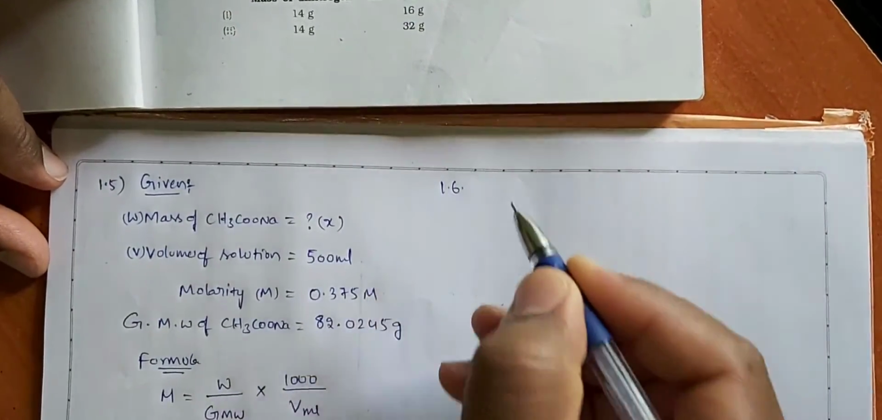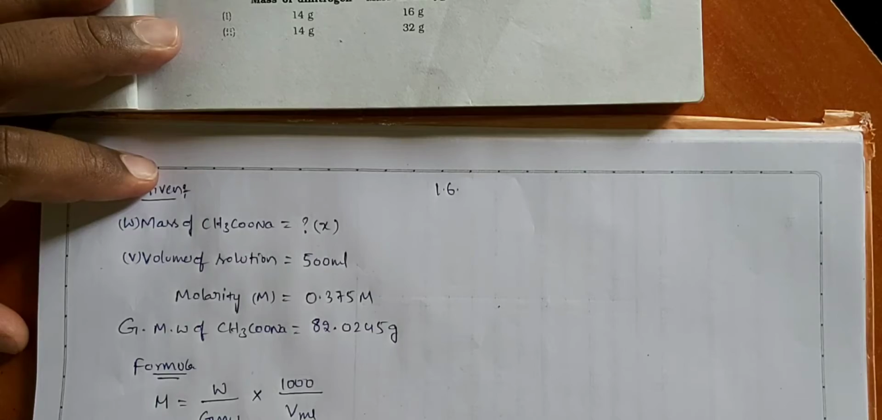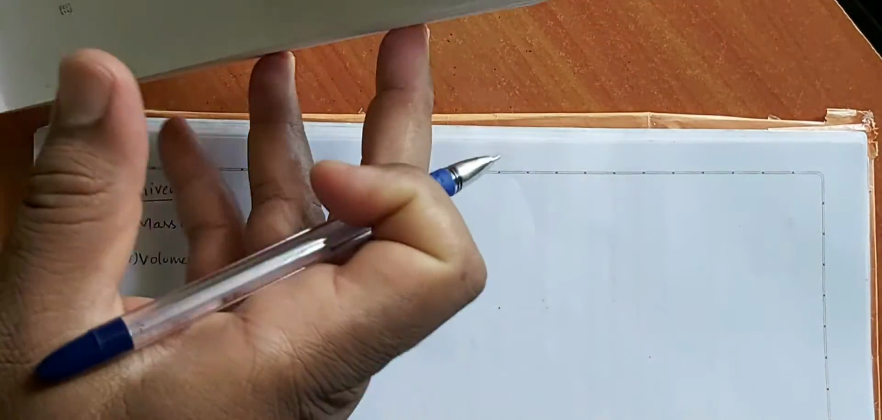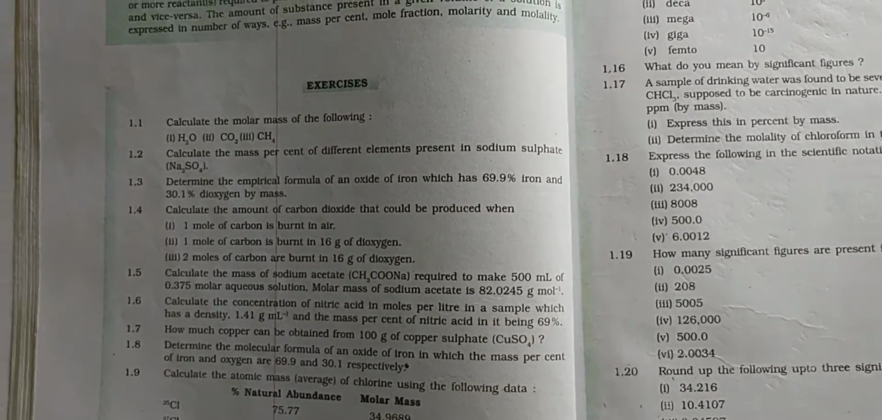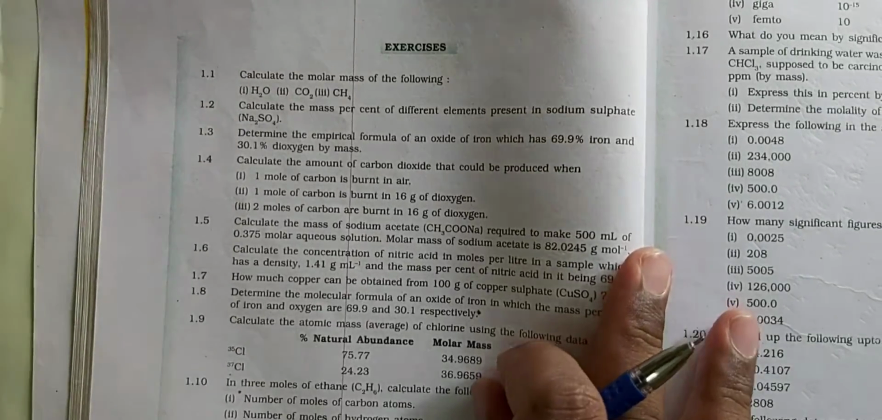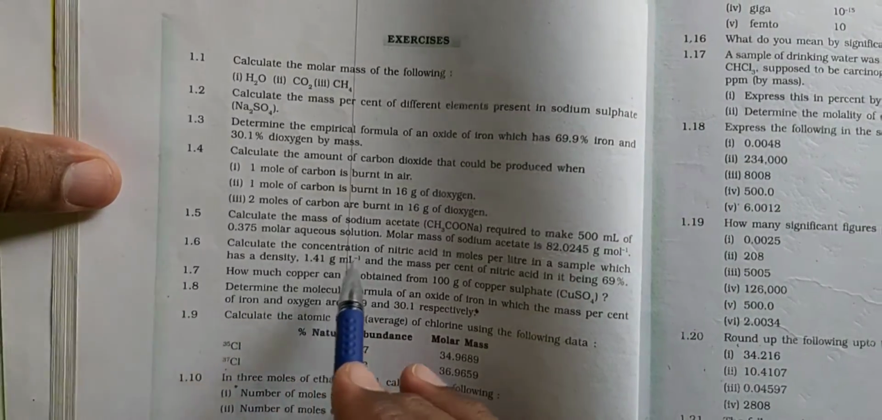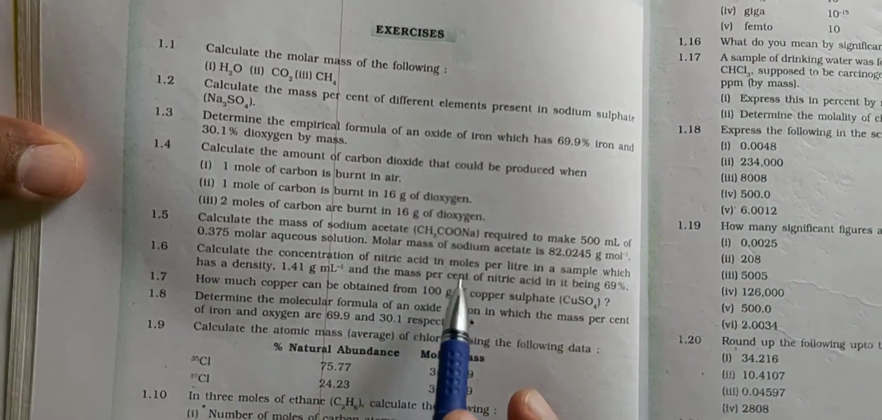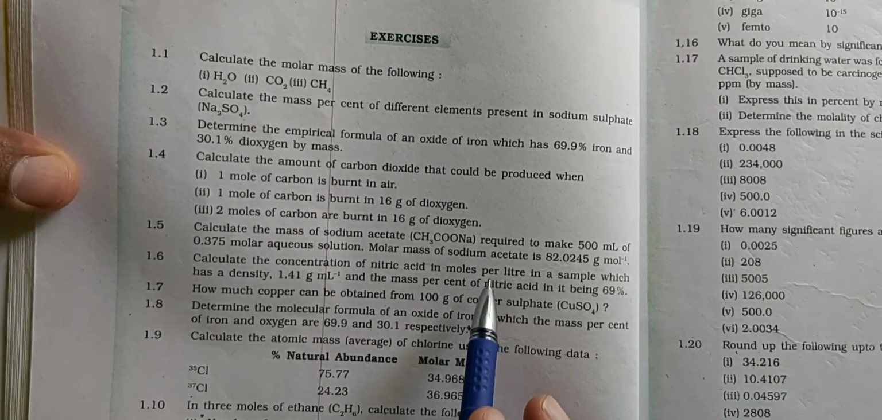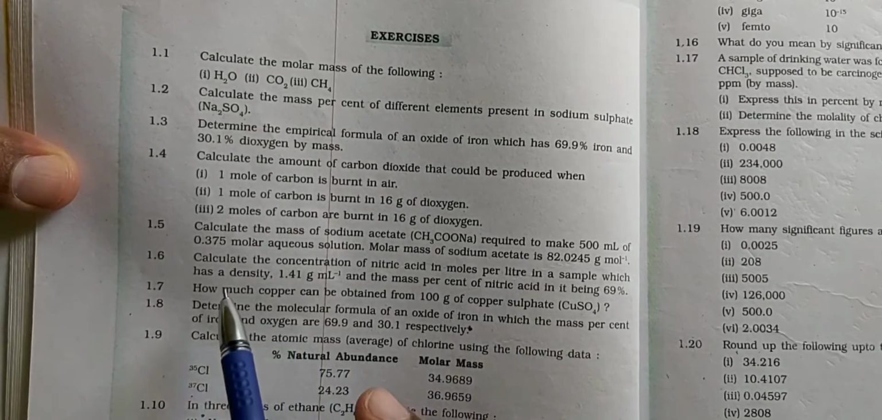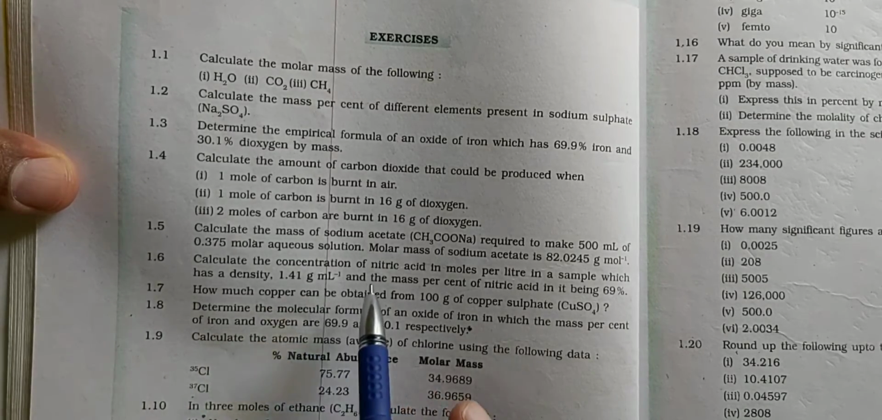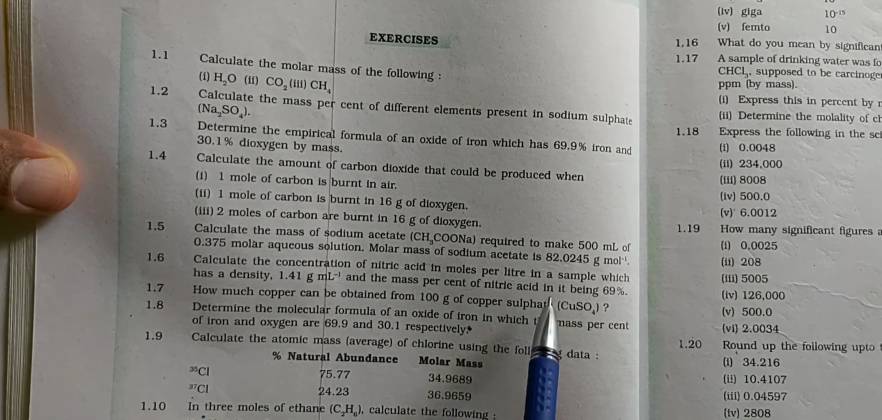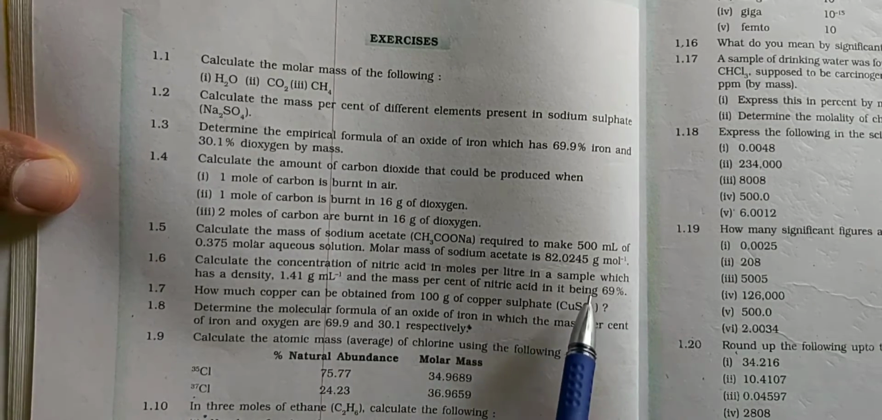Next, 1.6. Calculate the concentration of nitric acid in moles per liter, that means molarity, in a sample which has a density of 1.41 gram per milliliter and the mass percentage of nitric acid in it being 69%, they give.